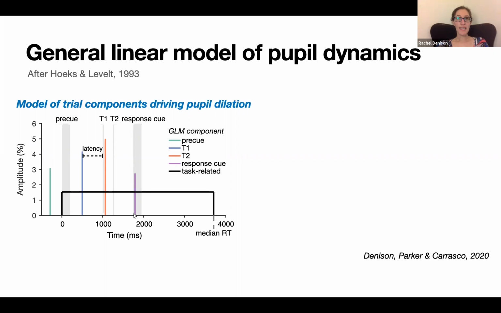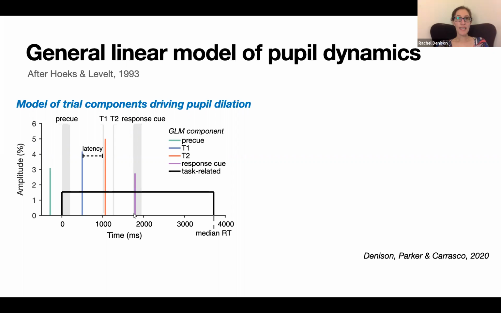Okay, so what I just showed you is the general framework for GLM modeling of the pupil response. But as you can see, there are different choices about what components and parameters to include in this model. And if we're trying to develop a standard model that can be used widely in the field, we must then ask, what components should we include in the standard model? Here we tested a few possibilities.